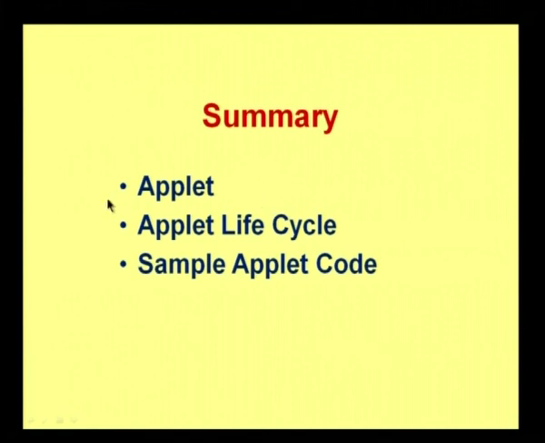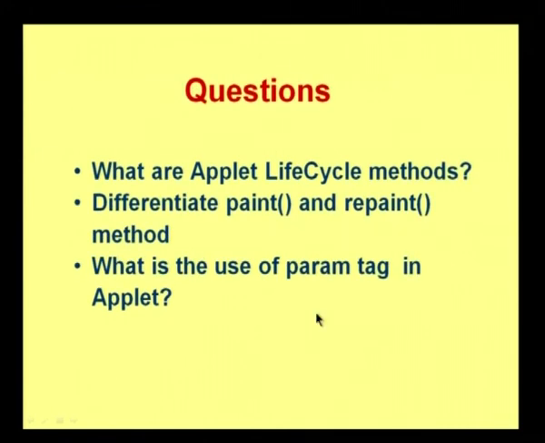As a summary, we have seen what an applet is, what the applet lifecycle methods are, sample applet code, and how your applet could be created. From this session we should be able to answer questions such as what are the applet lifecycle methods, differentiate between paint and repaint methods, and what is the use of the param tag in an applet. In the forthcoming session we will discuss how to load all your GUI components on your applet, how to create your JApplet, and we could also see all the event handlers or listener classes. So, thank you.